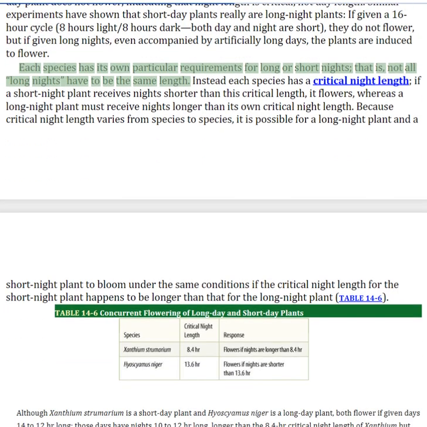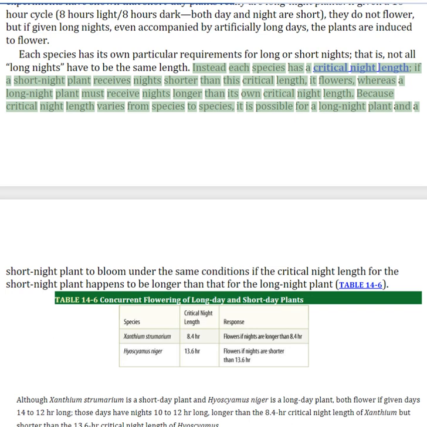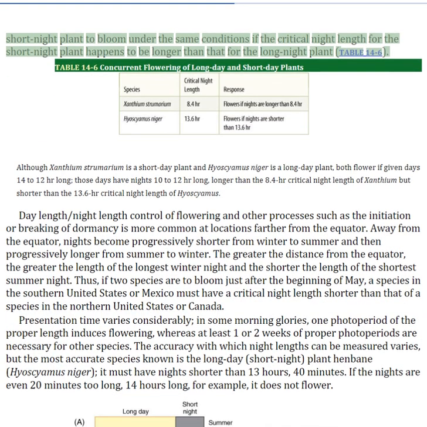Each species has its own particular requirements for long or short nights, that is, not all long nights have to be the same length. Instead, each species has a critical night length. If a short night plant receives nights shorter than this critical length, it flowers, whereas a long night plant must receive nights longer than its own critical night length. Because critical night length varies from species to species, it is possible for a long night plant and a short night plant to bloom under the same conditions if the critical night length for the short night plant happens to be longer than that for the long night plant.